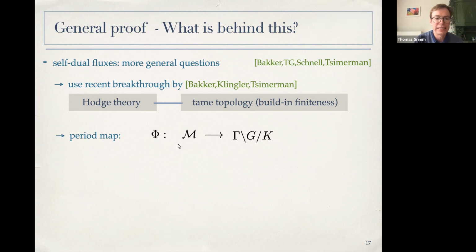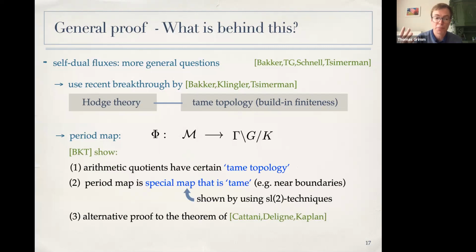And just to sketch a little bit what they found, what they proved, is that the period map, so these are the periods which I used, but there is a more fancy formulation of this, actually has specific properties. First of all, they showed that the place where this period map ends, these arithmetic quotients, they have a tame topology. I will indicate in a moment what that is. The period map is by no means a general map, right? It has holomorphicity properties, but even then it's not general. It's a very special map which is tame. And they use these SL2 techniques to show that. And then they give an alternative proof to this famous theorem on Hodge classes.